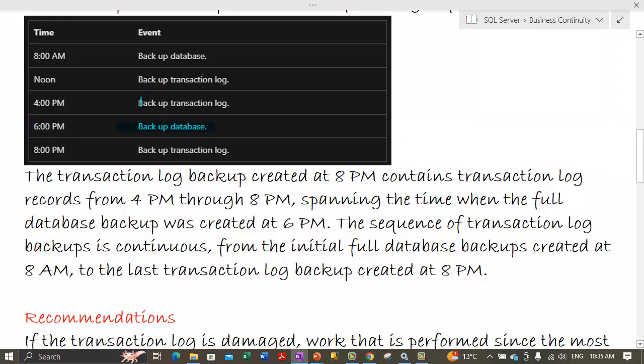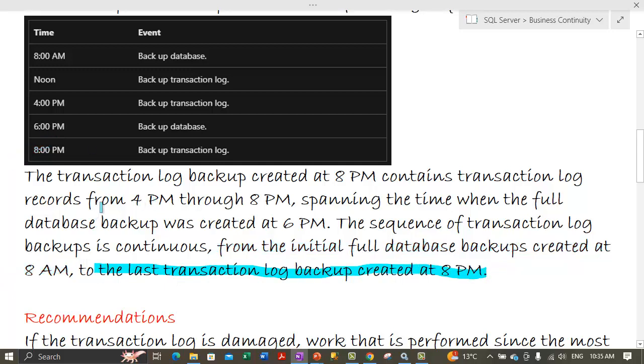Between these two transaction log backups, we have this full database backup sandwiched between them, spanning the time when the full database backup was created at 6 p.m. The sequence of transaction log backups is continuous. We are backing it up at an interval of 4 hours, from the initial backup created at 8 a.m. to the last transaction log backup created at 8 p.m.